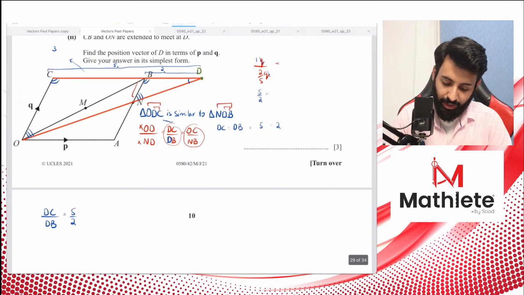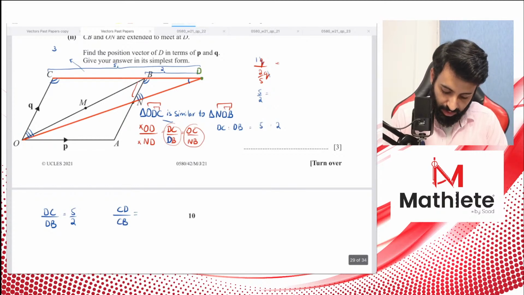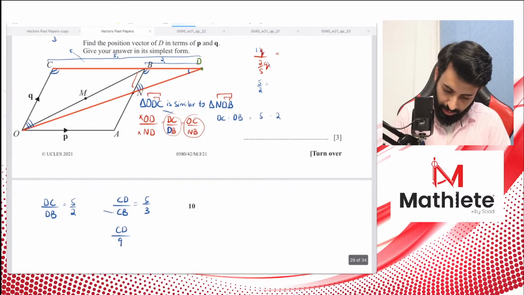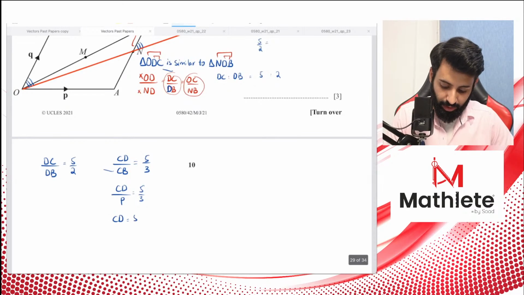What do we have to find really? We have to find CD. With the help of this, we can form another ratio, between CD and CB. The ratio between CD and CB is going to be 5:3. The good thing is we already know what CB is. CB is equal to P, sorry, not Q. P, which is equal to 5/3. Now if you cross multiply, CD turns out to be 5/3P.